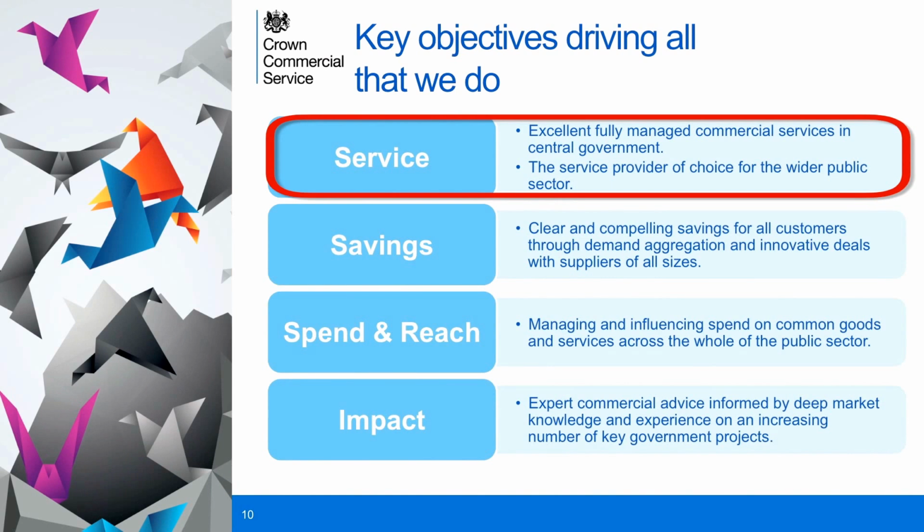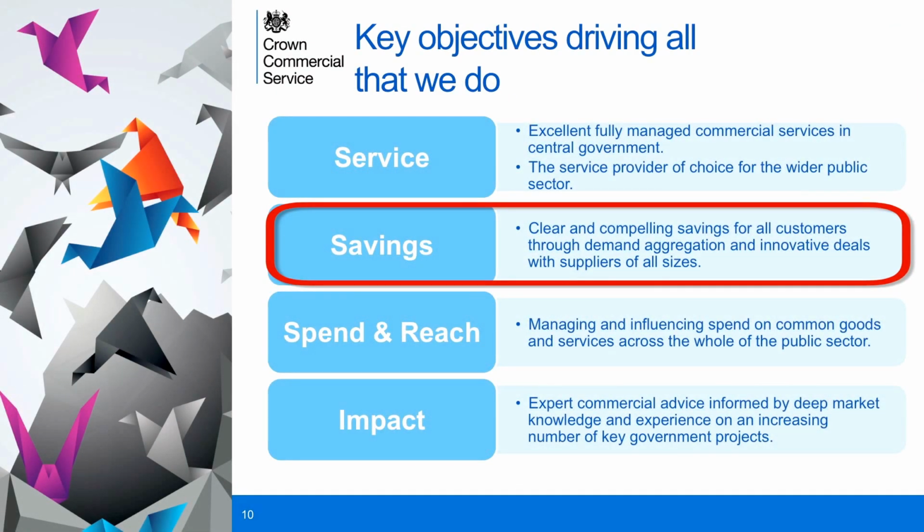Obviously, service. We need to focus on delivering better commercial services to government. We need to be seen as the provider of choice, not just because you have to use Crown Commercial Services or any other government contract. It's because you want to, because it is best value for money. Savings, again, we've articulated that. That's not going to go away.